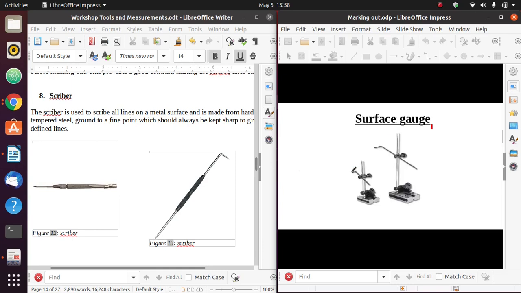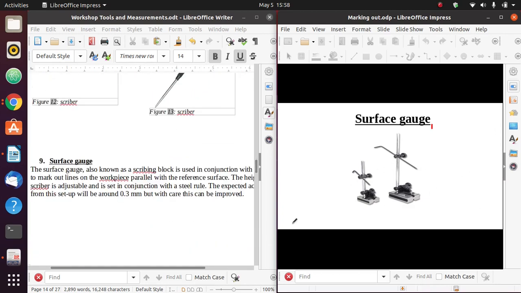Now, a surface gauge. If you look at this surface gauge, it is usually a vernier caliper, a scale that is vertical in nature, and a scriber that has been incorporated into that scale. We use this when we want to make markings on our workpiece that are parallel to the reference surface. Let's say this is a reference surface.